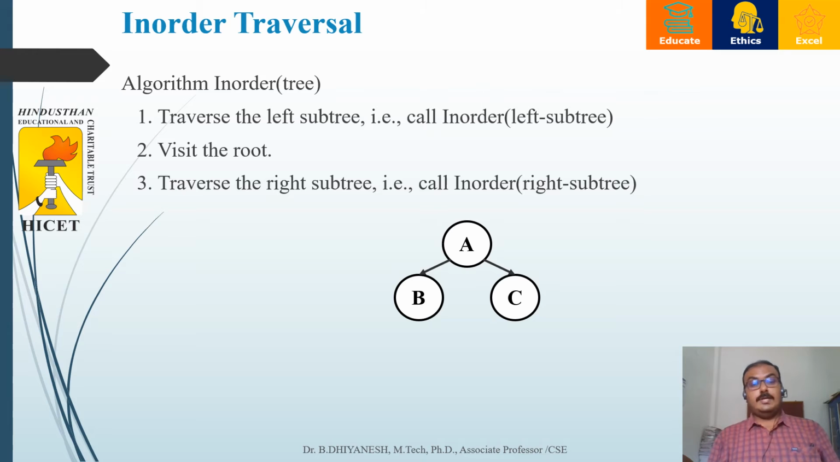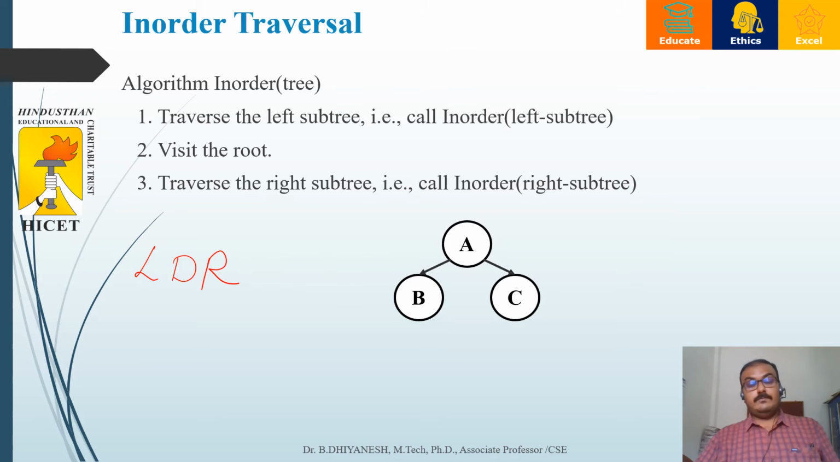So what is an in-order traversal? Let me give the algorithm. Traverse the left subtree, then visit the root, then traverse the right subtree. We have a simple formula for in-order, which we already discussed: L, D, R.